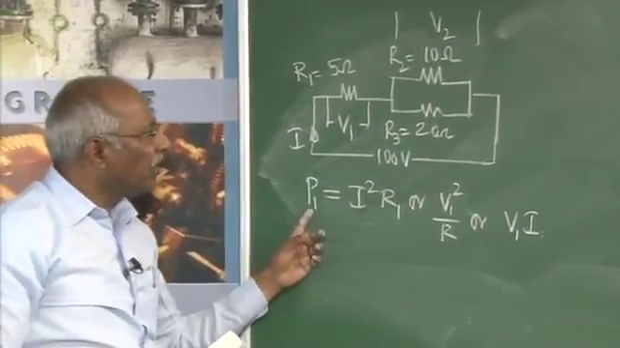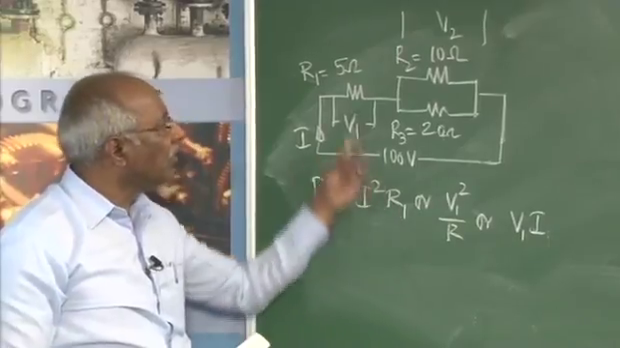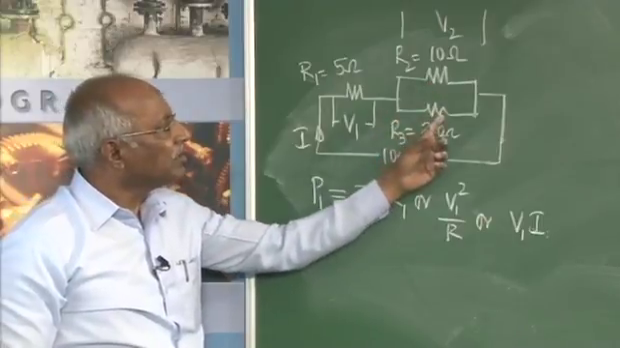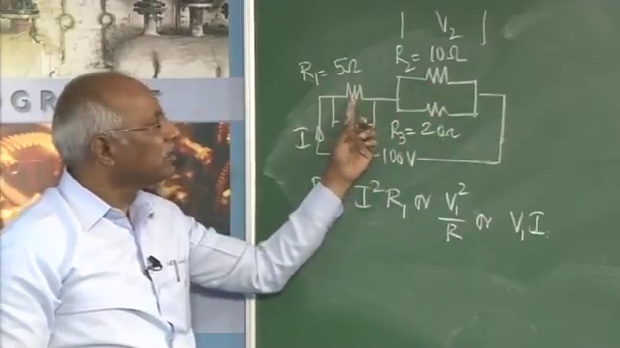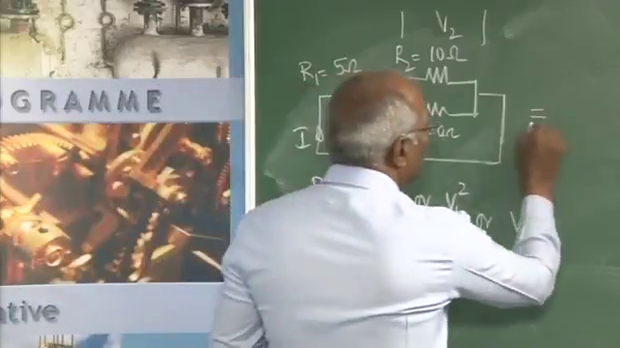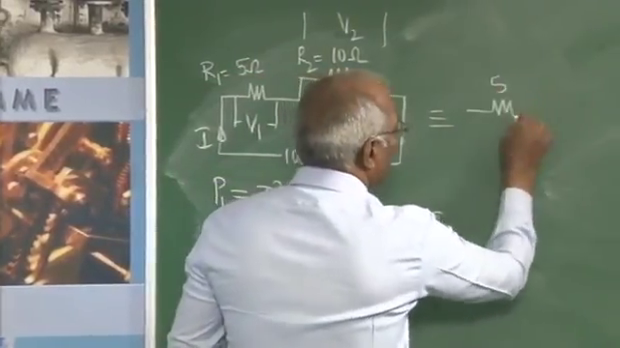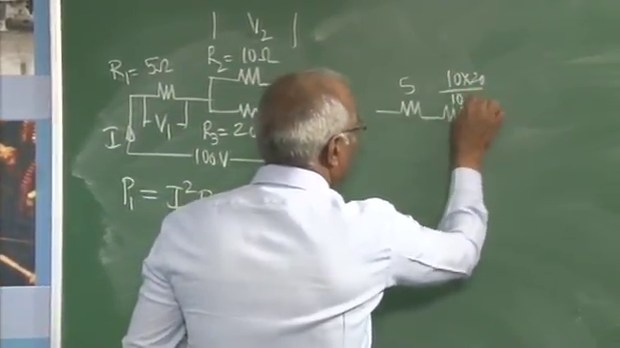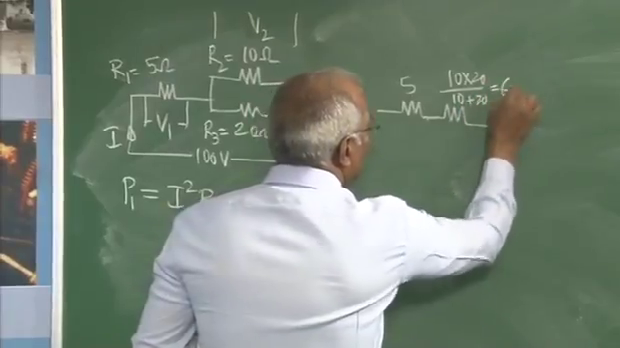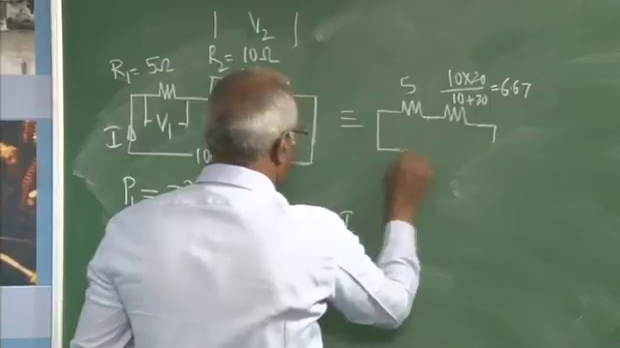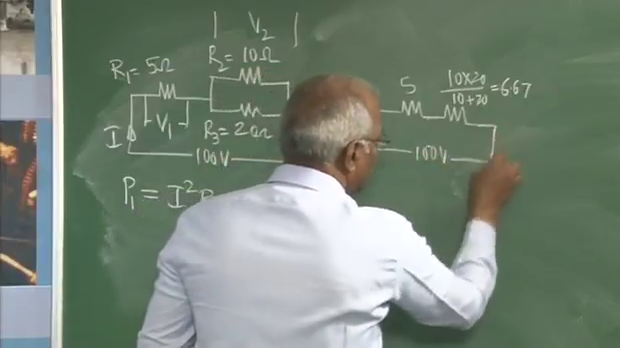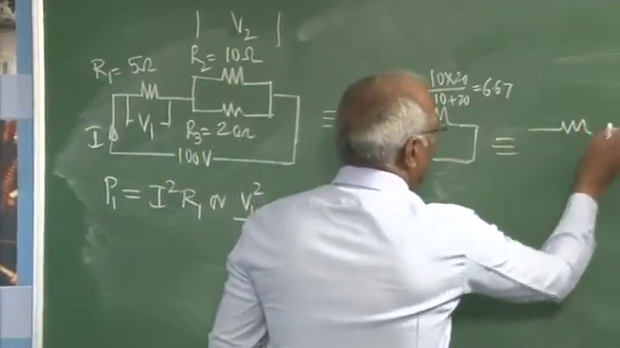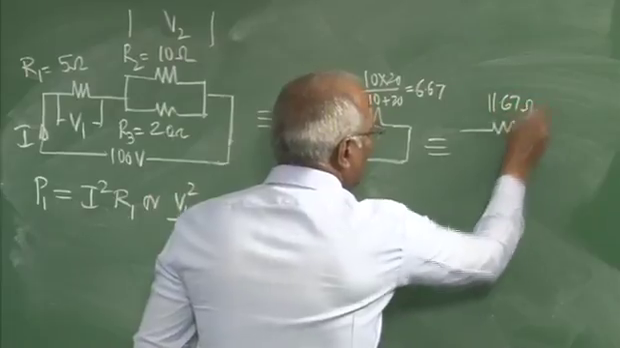To find out the power, obviously I have to know the current as I know this resistance. How to find out the current? We know these two are in parallel and it is in series with this. Therefore, this circuit can be written as equal to, this is 5 ohm, this will be 10 into 20 divided by 10 plus 20 comes to 6.67 across 100 volts. Further, this will be equal to 11.67 ohm because they are in series.